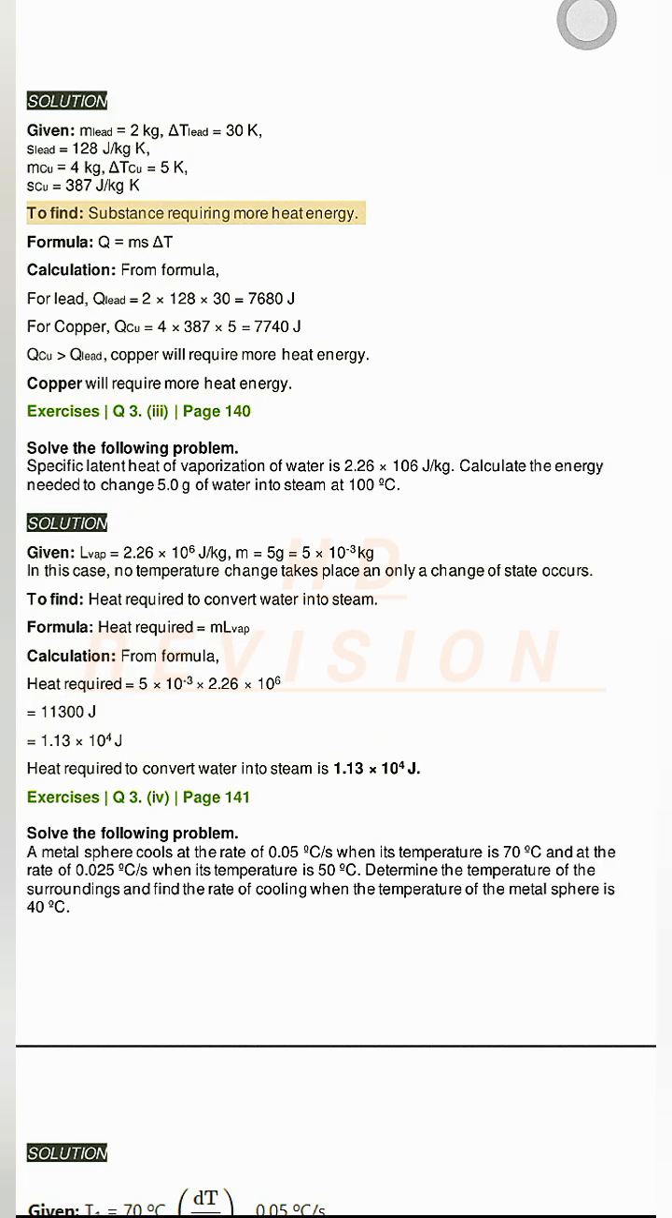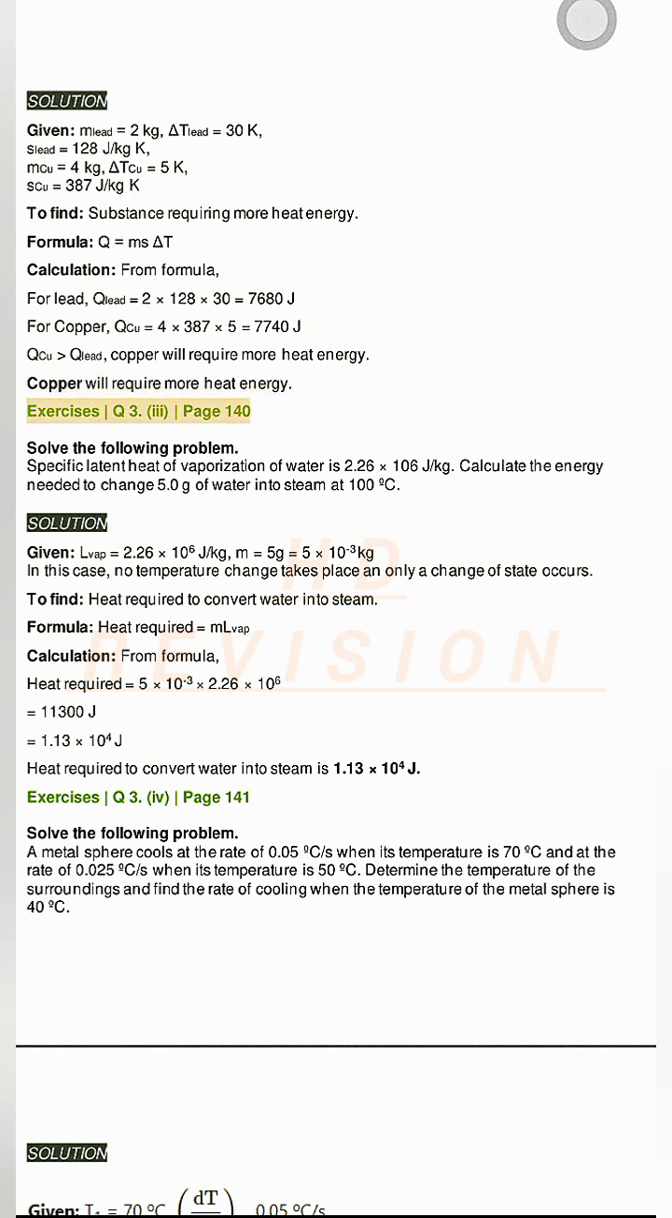To find substance requiring more heat energy. Formula. Q equals M S delta T. Calculation. From formula. For lead, Q lead equals 2 times 128 times 30 equals 7680 J. For copper, Q Cu equals 4 times 387 times 5 equals 7740 J. Q Cu greater than Q lead. Copper will require more heat energy.